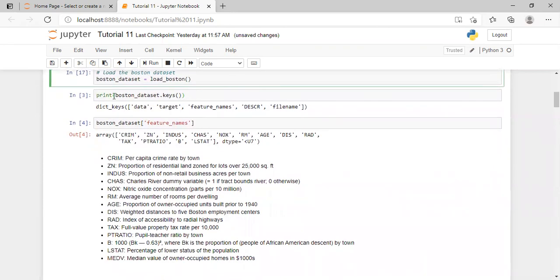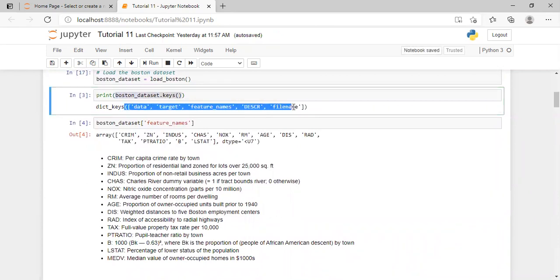Then next, the dataset has the structure of a dictionary, a Python structure, and I want to see the keys of the dataset. There are five things in the Boston dataset provided by scikit-learn. We have the data, then we have a target variable, then feature names, then a description, and then the file name.